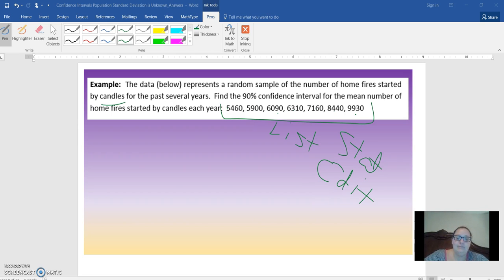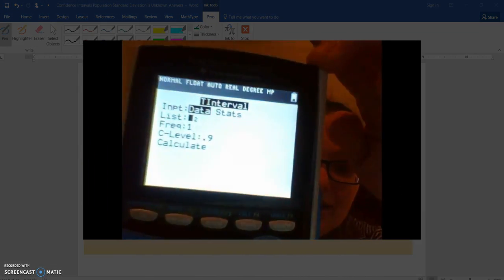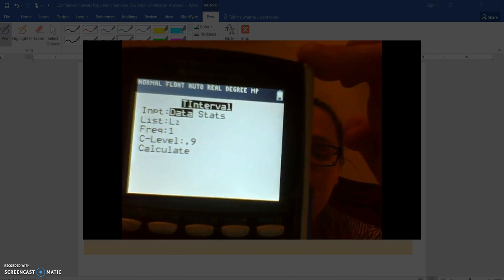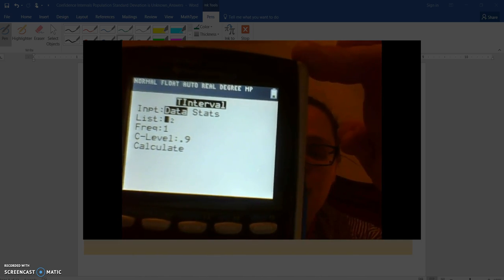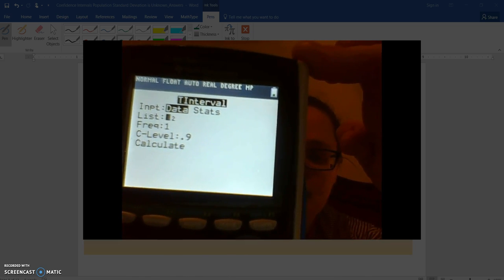Okay, so we have data this time, and it's located in a list. Let me blow this up. I really just want you to see the calculator. My data happens to be in list 2. Yours might be in list 1. And then you put your confidence interval. I think it was 90%.